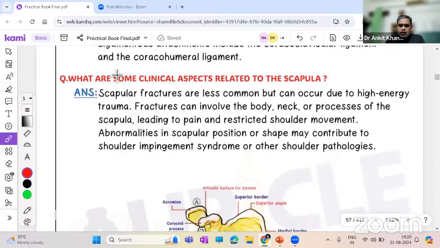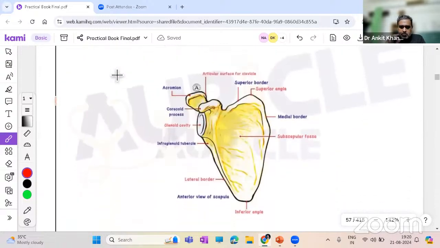Again, clinical features over here. Here is another view.